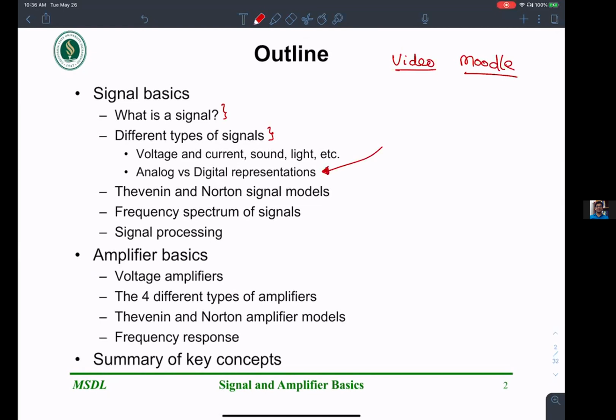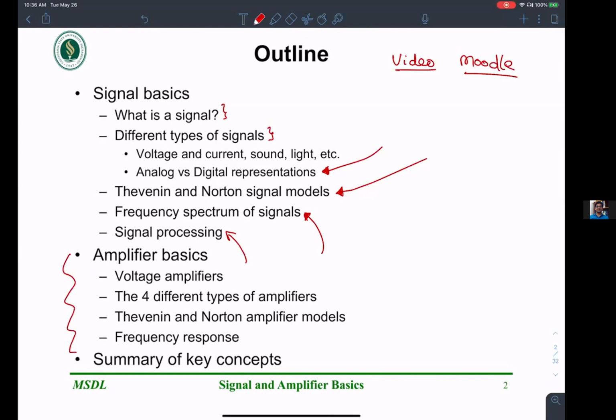Then we look at the Thevenin and Norton equivalent signal models. We look at the frequency spectrum of signals, how they are represented in the frequency domain. We'll talk about signal processing and also amplifier basics.